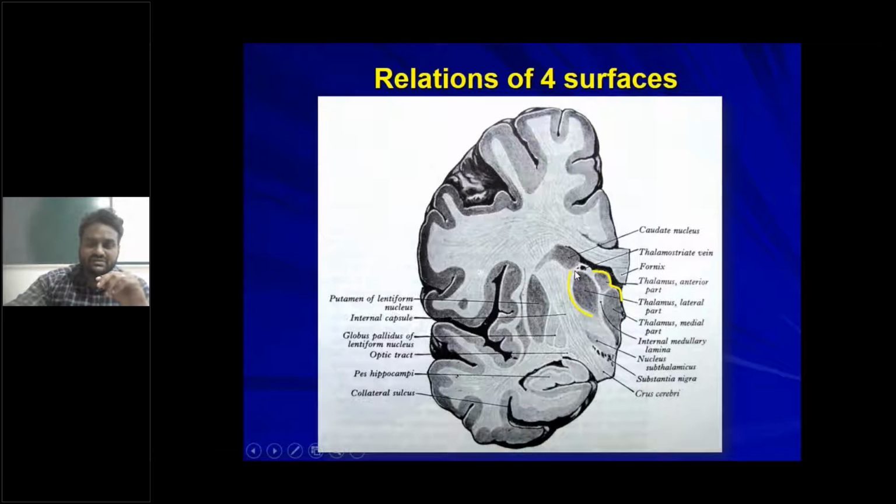Laterally, the thalamus is related to the internal capsule. This is the V-shaped white matter of the cerebral hemisphere, called the internal capsule. It is usually present in between the thalamus and the lentiform nucleus. So laterally, the thalamus is related to the internal capsule.